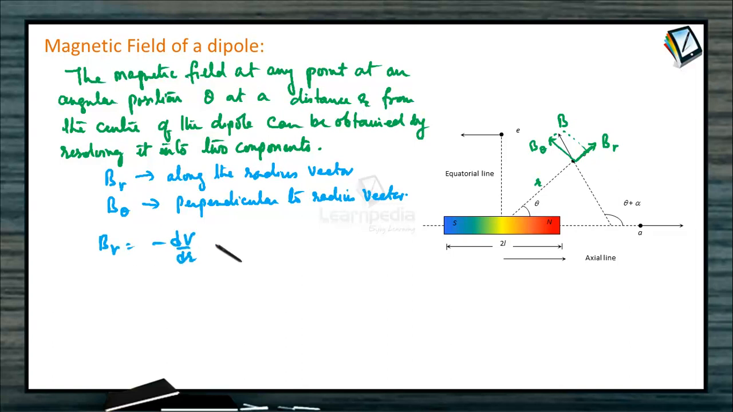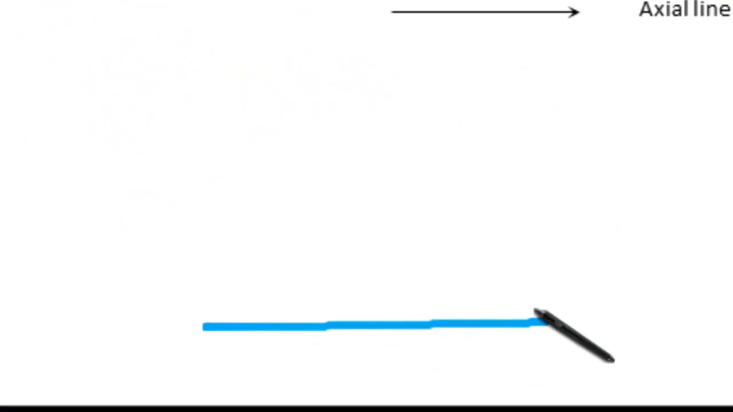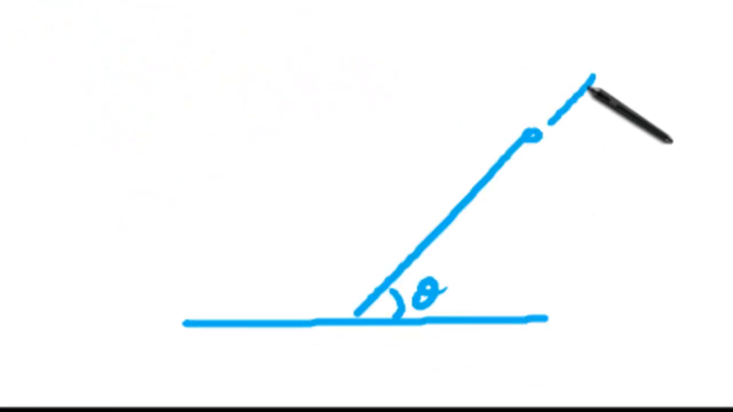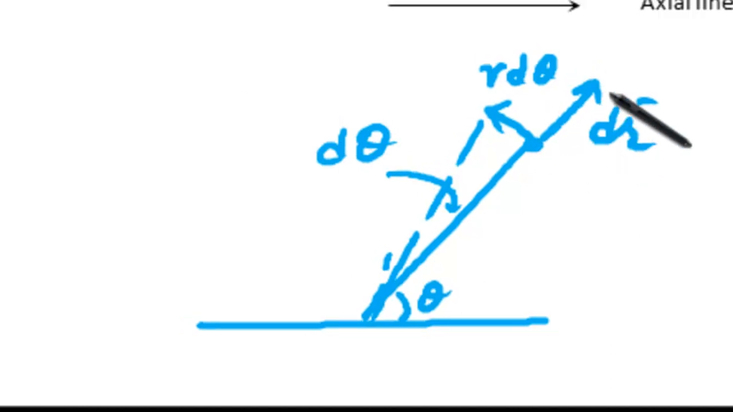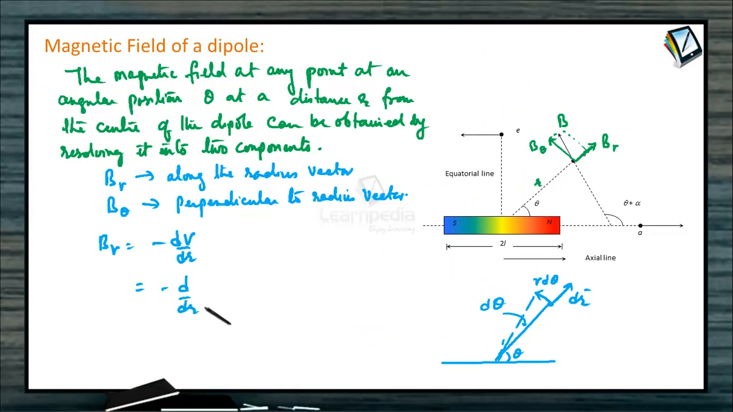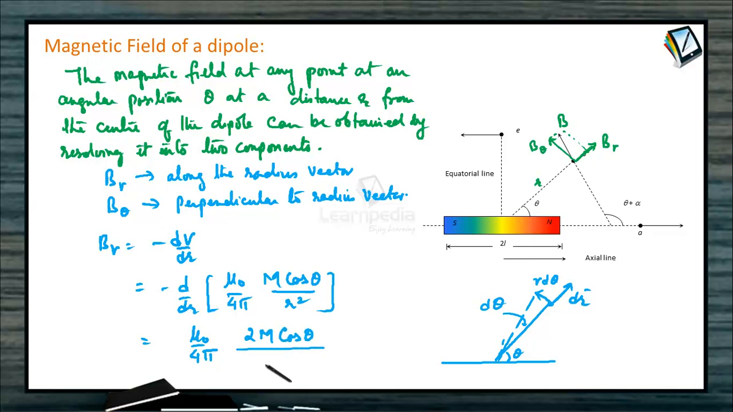Minus dV by dr. That means if I take the dipole line like this, this is point P, this is the dr component. Whereas if we take in this direction, then this will be the r d theta component. This angle here is d theta. So when you take dV by dr in this direction, it is minus d by dr of the potential. That we know, we have calculated: mu naught by 4 pi m cos theta divided by r square. So let us differentiate this value. We are going to get mu naught by 4 pi 2m cos theta divided by r cube. This is the magnetic field along the radial direction.